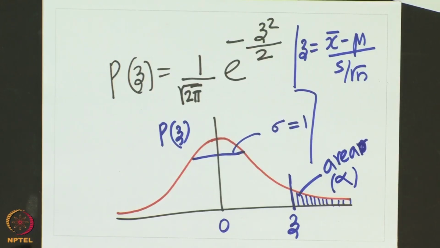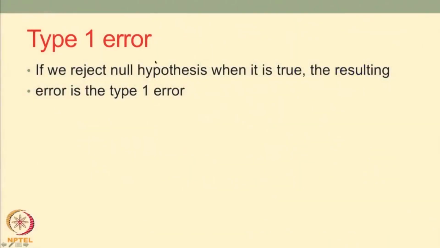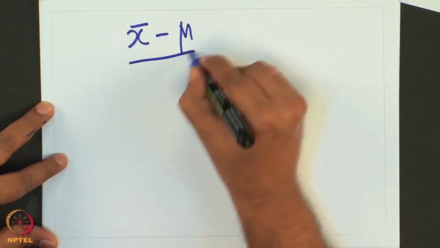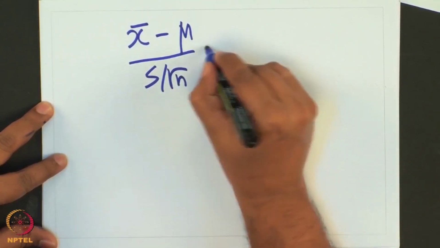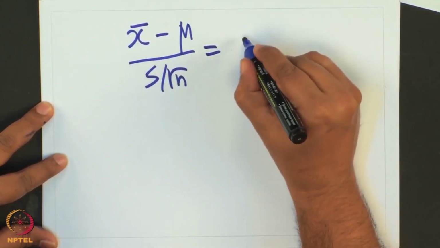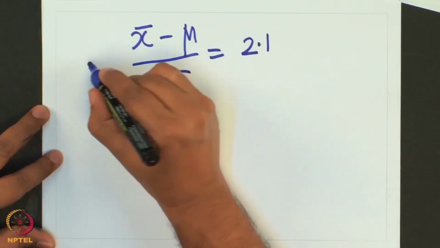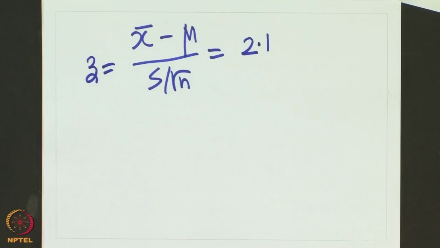Let us look at here. If we reject the null hypothesis when it is true, the resulting error is the type 1 error. So let us take some numbers and explain this quickly. We do some experiments and get an x bar, and we want to compare with some mu value. So we calculate this quantity z. Let us say you got 2.1 as the z value. So this is my z, and I got 2.1.